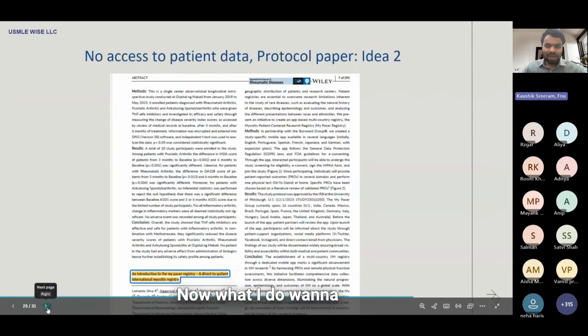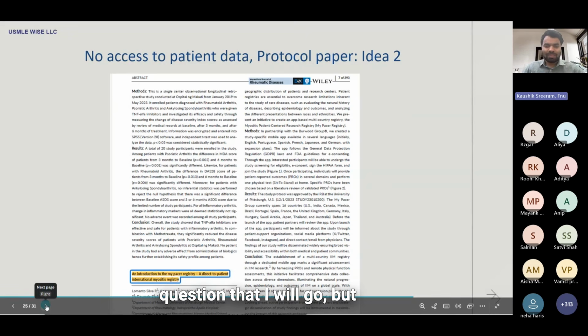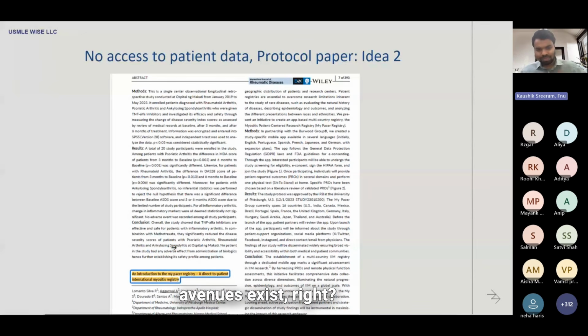Now, what I do want to highlight is, when you say published abstract without completing the research, I will go to the match question that I will get to, but I just want to highlight that it is important that you know that these avenues exist, right? And you should not say that, okay, research is impossible.